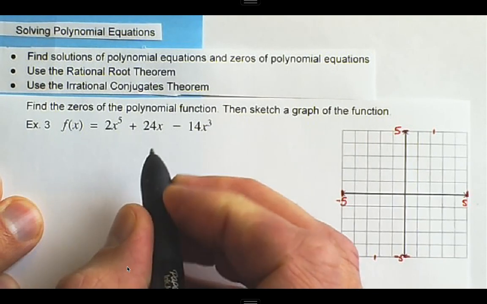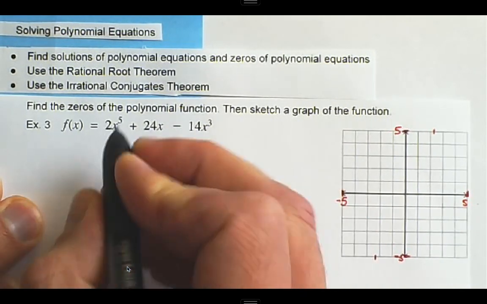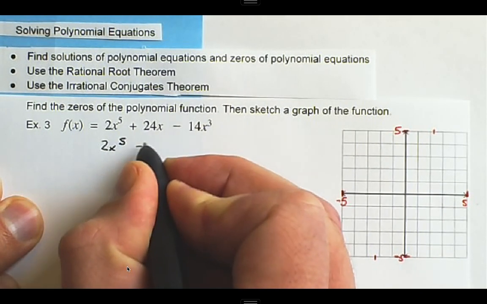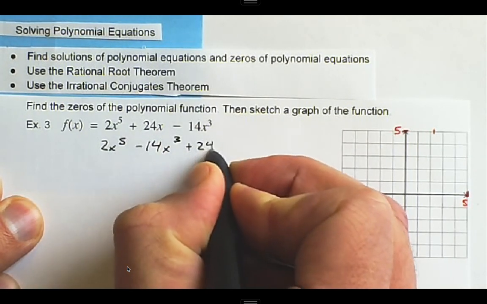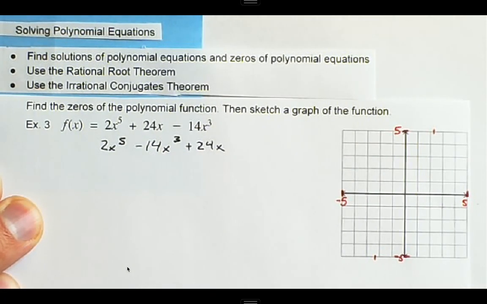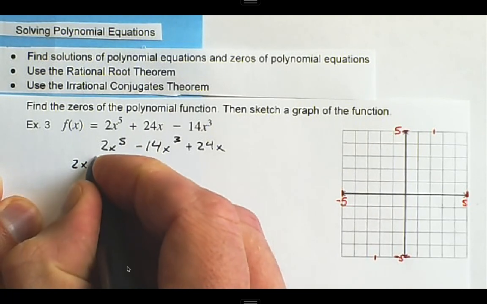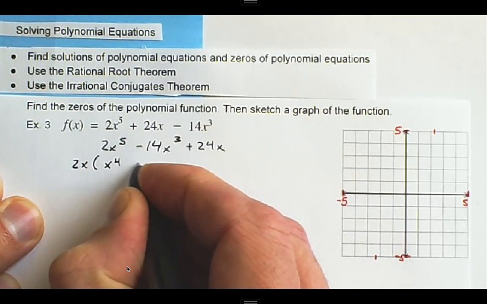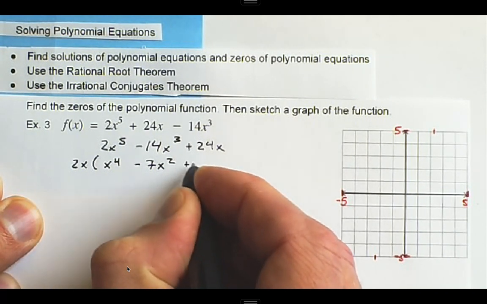First thing, we should rewrite this so that all of our exponents are in descending degree order. So x to the fifth minus 14x cubed plus 24x. And then from there, we see that we have a 2x in all of those, so we're going to factor 2x out. That's going to leave us with x to the fourth minus 7x squared plus 12.